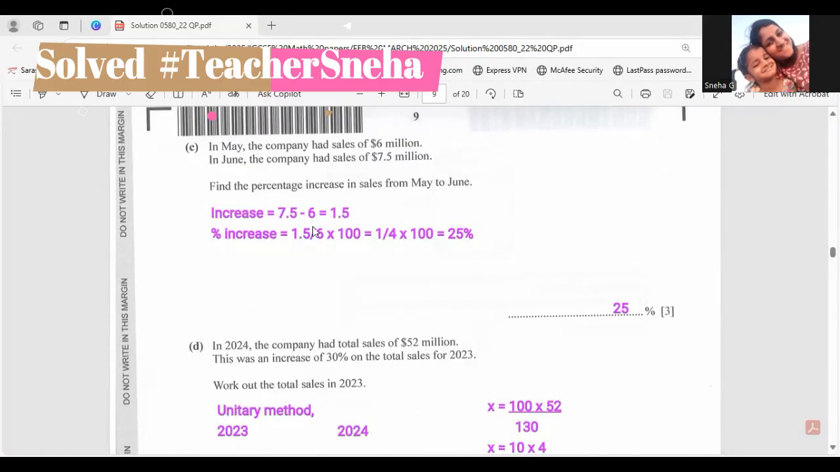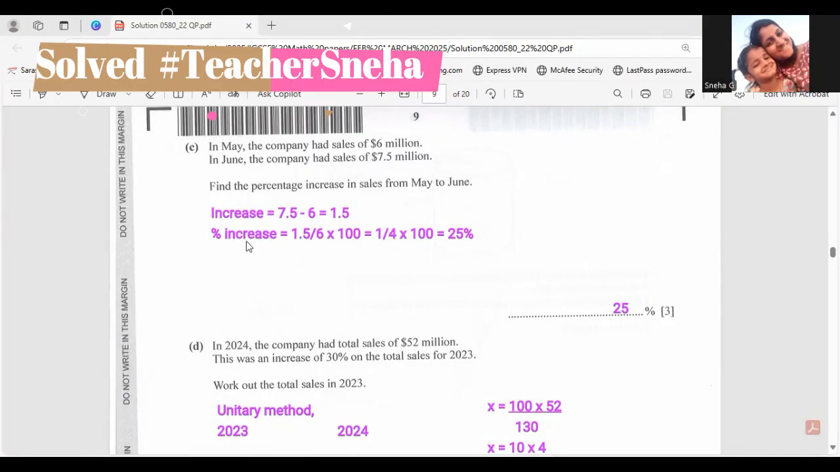Moving ahead with the C part of this question, in which it says in May the company had sales of $6 million and in June it increased to 7.5 million. You need to find out the percentage increase. We calculate the increase first. So that's 7.5 minus 6. You get an answer of 1.5.